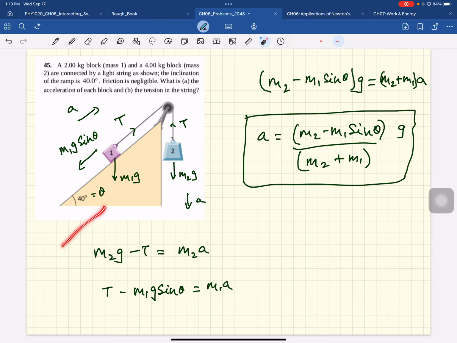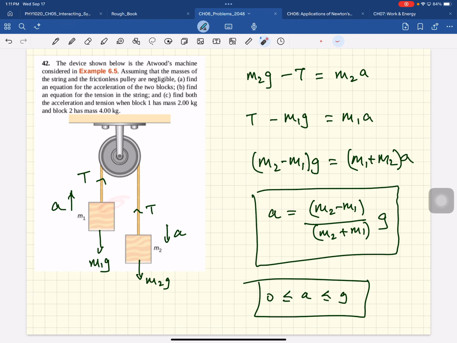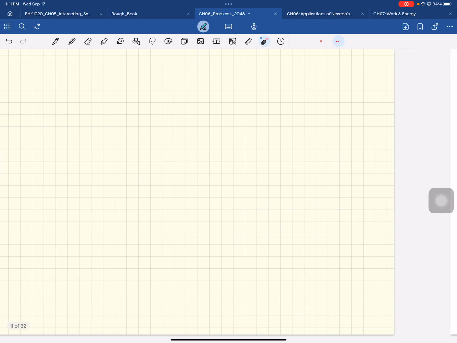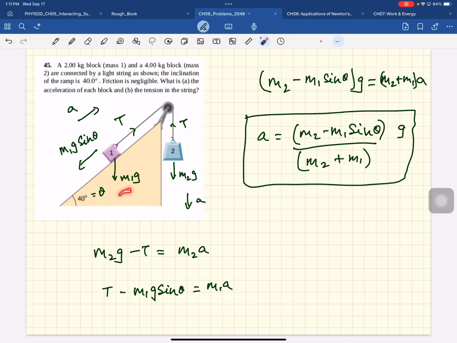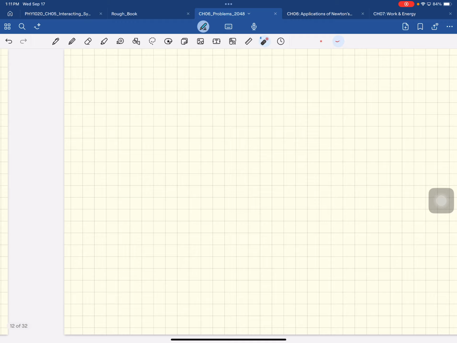This problem looks very different than this guy, right? But you see, this guy is really just a special case of this guy. How could you turn this guy into that guy? Can you tell me? Do you see that?